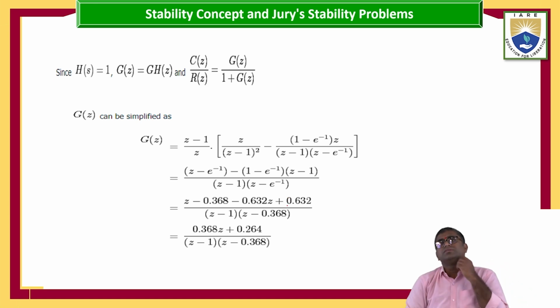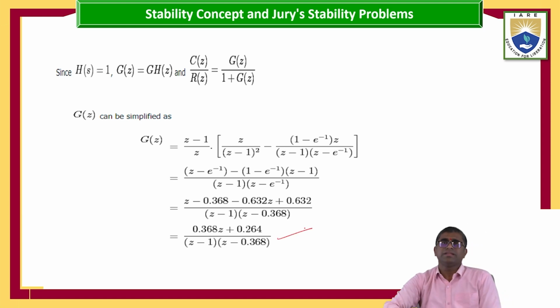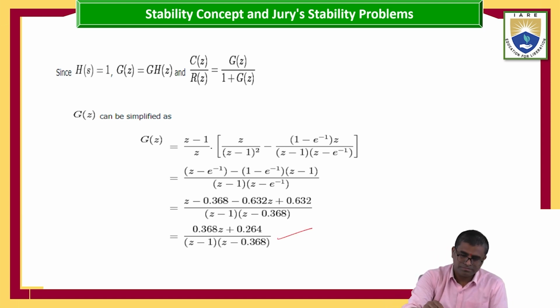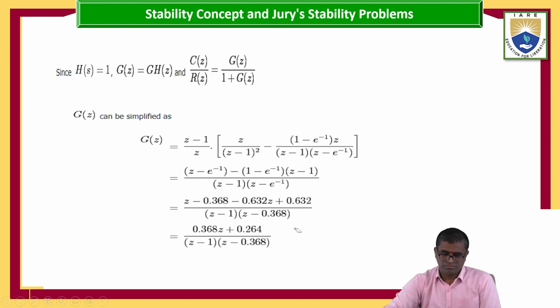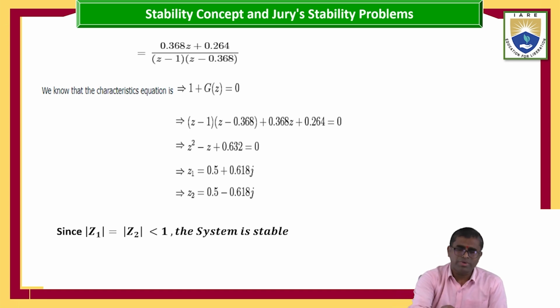Okay, so taking the Z transform, we have to calculate this one. We are getting 0.368 z plus 0.264 by z minus 1 into z minus 0.368. We are getting here the transfer function.